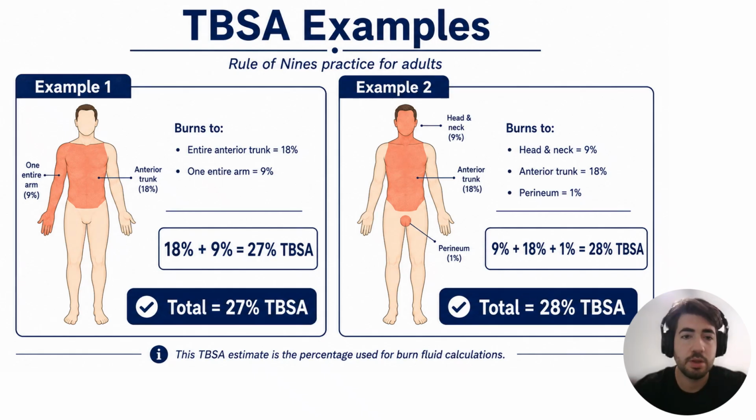Another example, let's say that the patient has burn to the head and the neck, the front of the trunk, and the perineum. So head and neck is 9%, anterior trunk, that's 18, perineum is 1. So 9 plus 18 plus 1 equals 28 TBSA. So that's the number that you will be using when calculating the fluid needs with the Parkland formula.